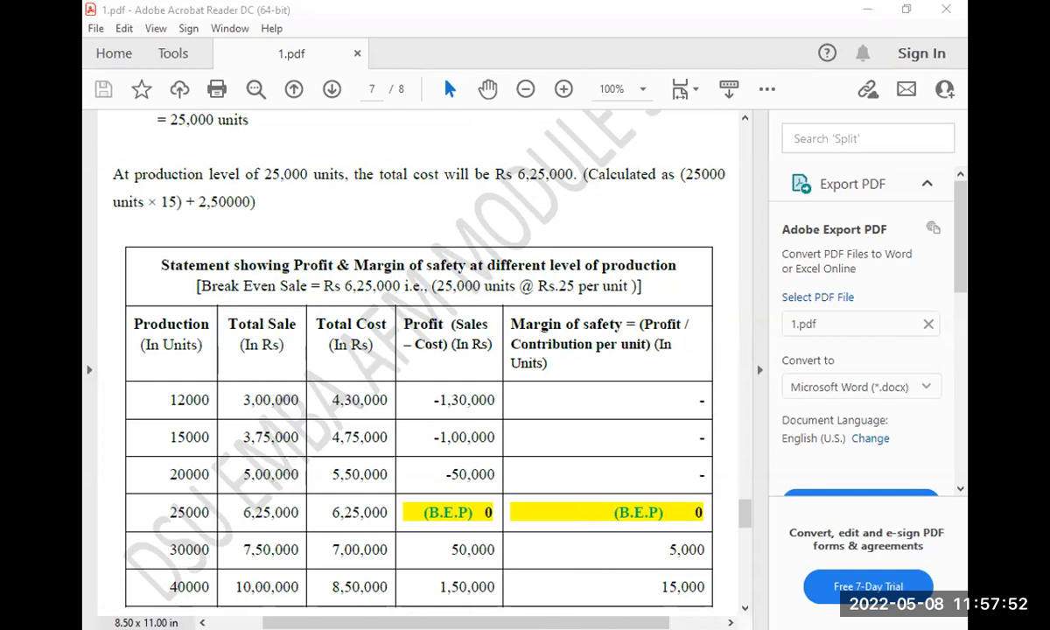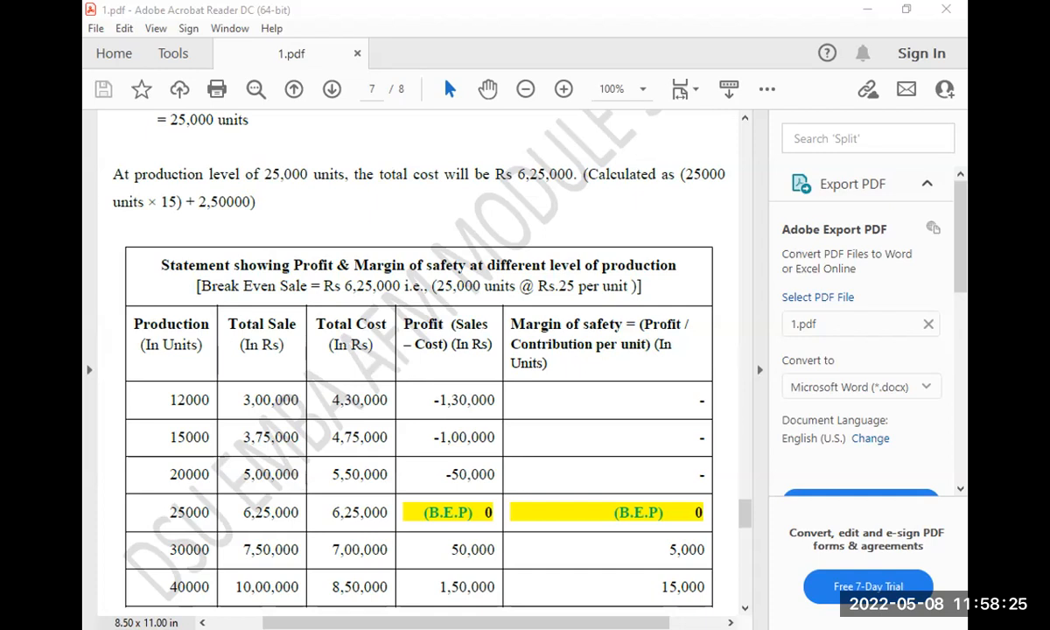PV ratio, what we just discussed, is contribution by sales into 100. That is given in formula number 6. In 7, they are giving you one small different formula, that is change in profit divided by change in sales. Suppose you have 2-year data, and you don't have contribution or sales, only change in profit and change in sales. Last year my profit was 1 crore. This year my profit is 1 crore 50 lakhs.